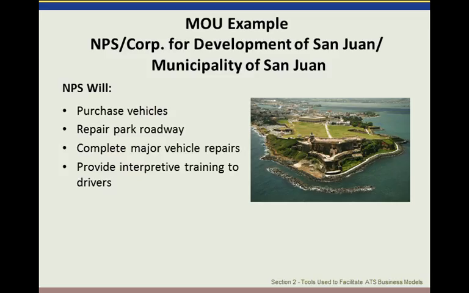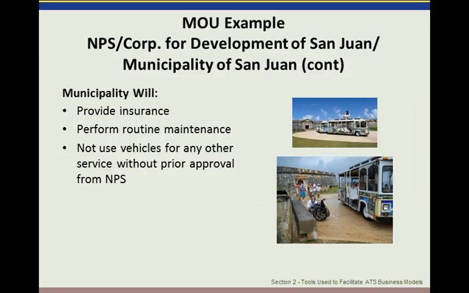Now here's a second example of an MOU. In this case, it's in San Juan, Puerto Rico. There are 3 parties to this agreement. The first being the National Park Service. They agreed to purchase vehicles. They repair roadways in the parks that the vehicles travel on. They take responsibility for repairing vehicles, and they actually provide the interpretive training to the drivers. So that's what NPS does in this arrangement.